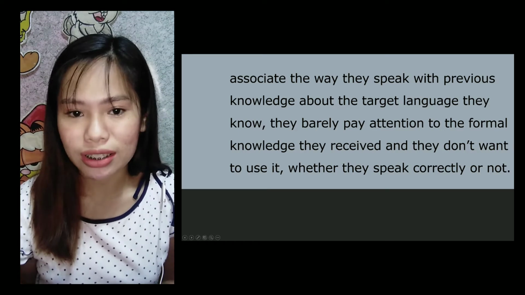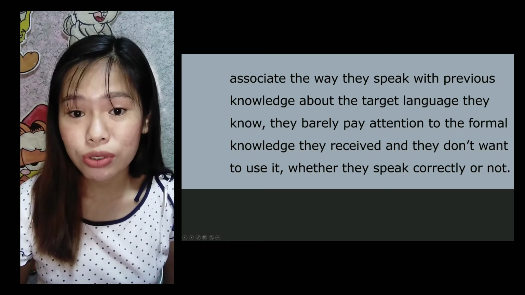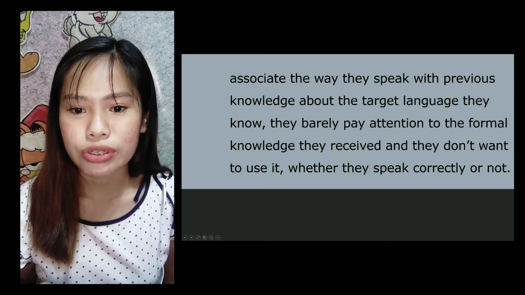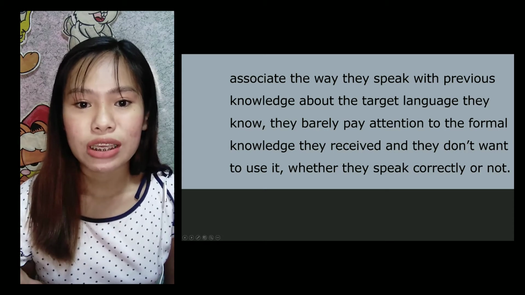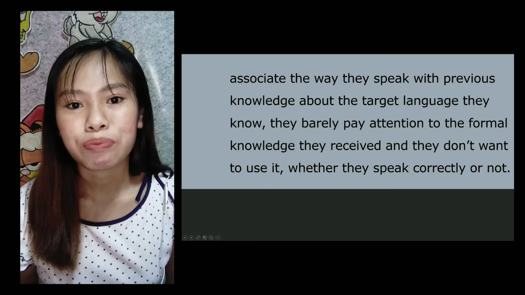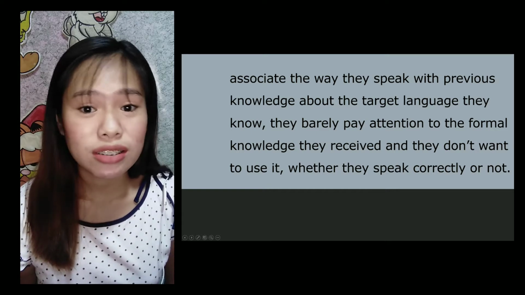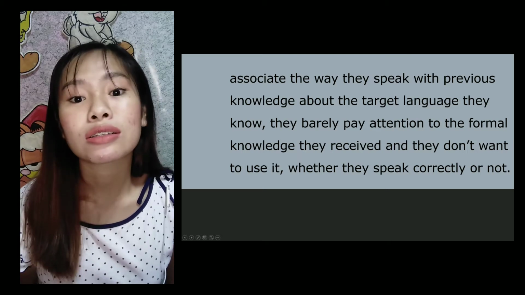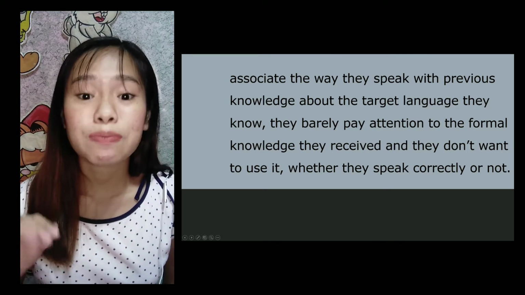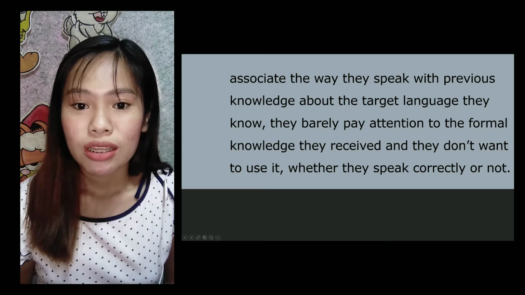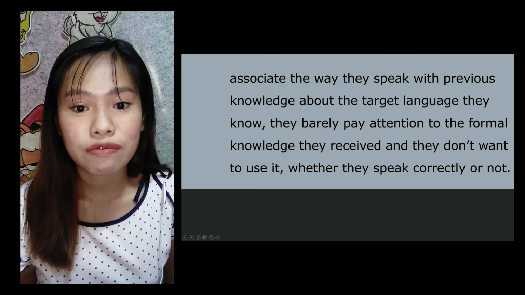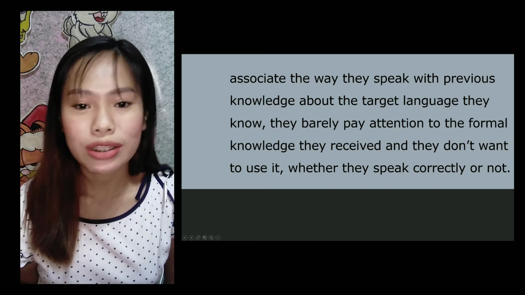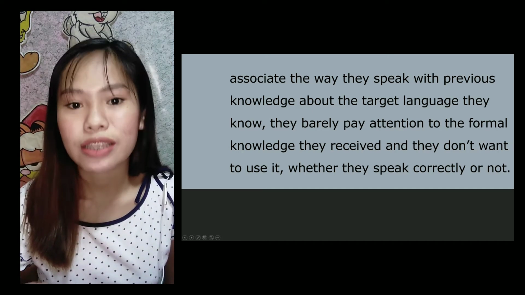correctly or not. So this type of monitor user is obviously the opposite of monitor over users, because in this type the learners don't always correct themselves or give time to correcting their grammar, as long as they speak and they believe that it is the knowledge they have learned. So they feel confident in speaking it without any hesitation in speaking the language.